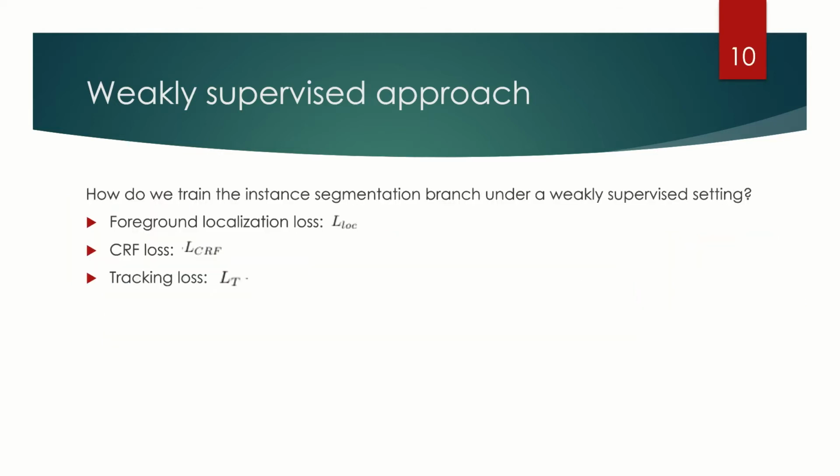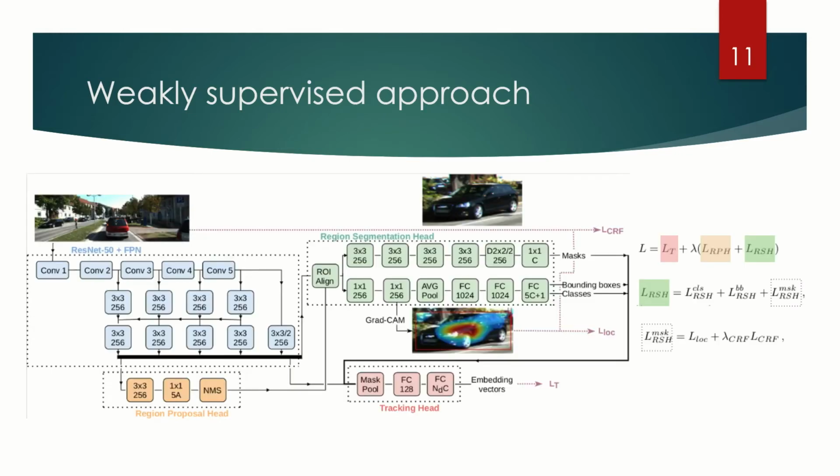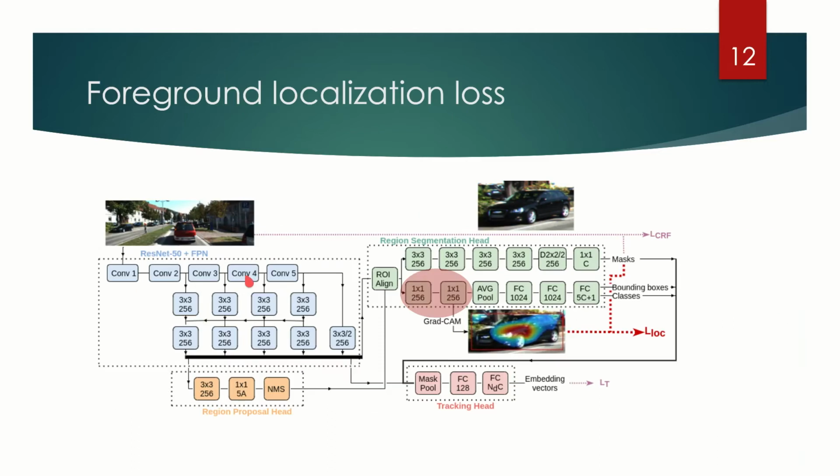But how do we do it for the weakly supervised case, in which the mask ground truth is not available? We propose the combination of the following three losses: the foreground localization loss that learns what is foreground and what is background, the CRF loss that retrieves the edges of the objects, and the tracking loss that provides extra supervision from tracking. I will introduce them individually in the following slides. Then, this is the loss in the weakly supervised setting, the combination of the foreground localization loss and the CRF loss. Let's start with the foreground localization loss.